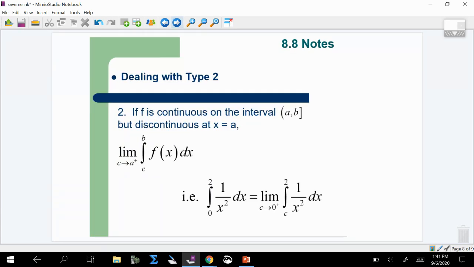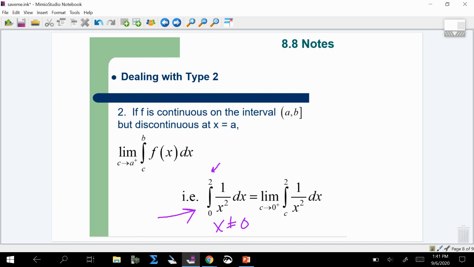Same idea if it's the lower boundary that's the problem. And again, having an example that's more concrete really helps the understanding. For this particular one, x can't be 0. Because if I put 0 into that function, I get something that's undefined. That's where the asymptote is. So I can't put 0 in, but I have to go from something right after 0 all the way until we get to 2. 2 is my upper boundary, and that's not a problem.